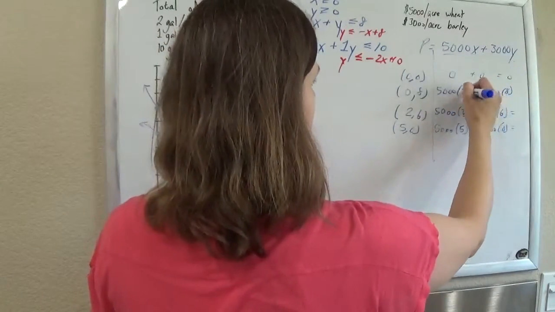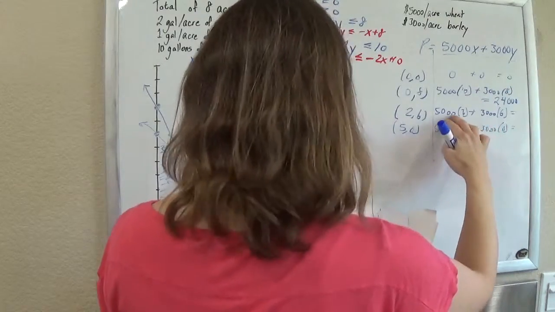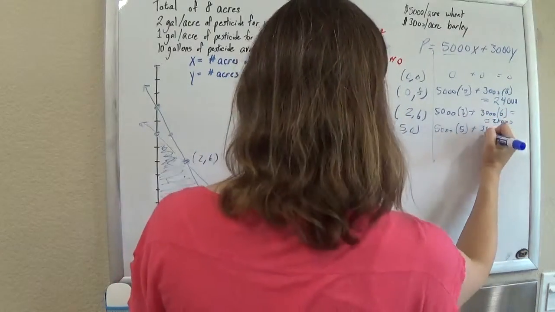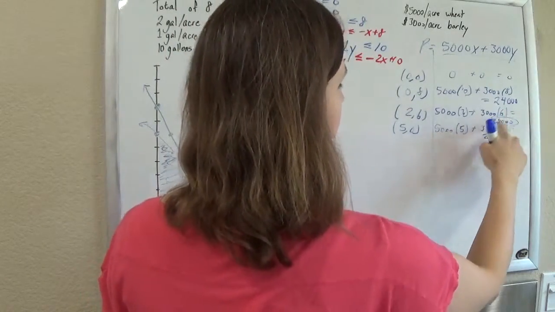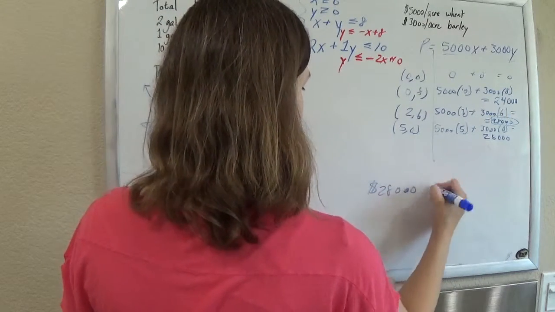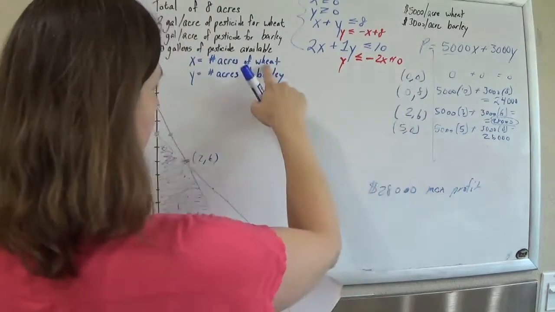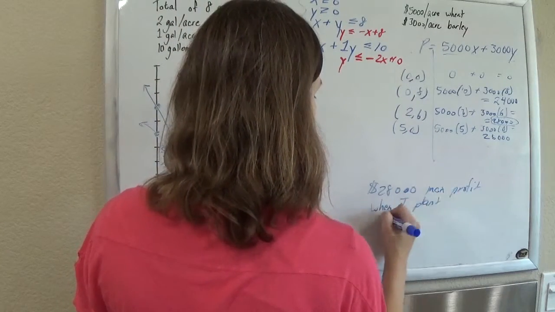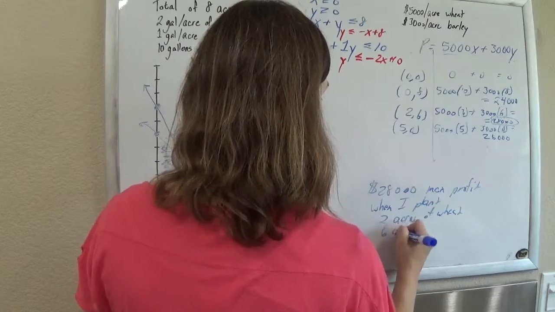So 0 with an 8 there, that's 24,000. And then this is 28,000. And then this guy here is 25,000. And so I get a maximum profit of 28,000. That's the biggest number there. So $28,000 max profit when I plant 2 acres of wheat and 6 acres of barley.